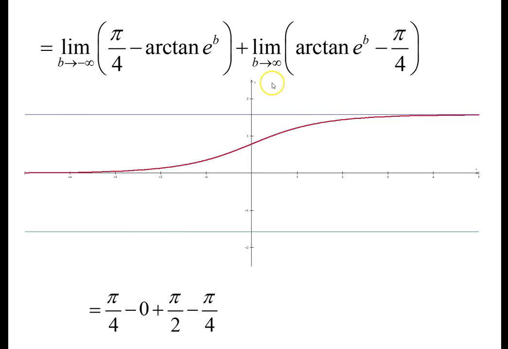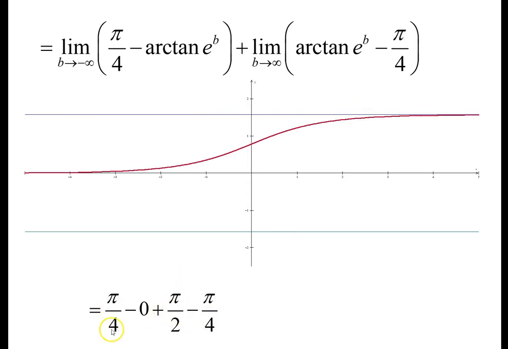How about in the other direction? As b goes to positive infinity, what does arctangent do? Well, go out in this direction. As x approaches positive infinity, we approach a horizontal asymptote in the arctangent function, and that asymptote is at pi over 2. That's this number right here.